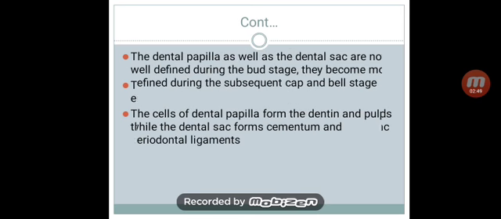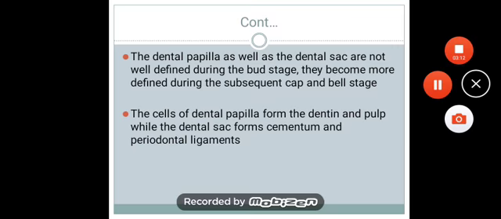This tooth sac is not visible or not well defined in the bud stage, but becomes more defined or prominent during the cap and bell stage. The cells of dental papilla form the dentin and pulp, while the dental sac forms cementum and periodontal ligaments.